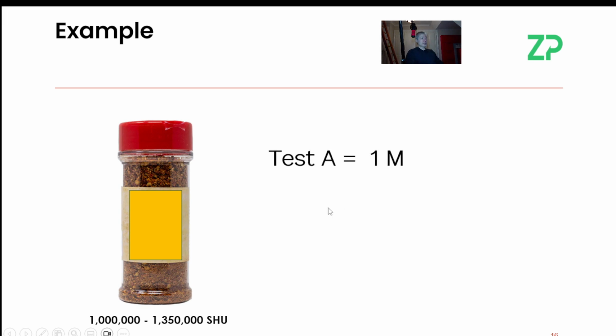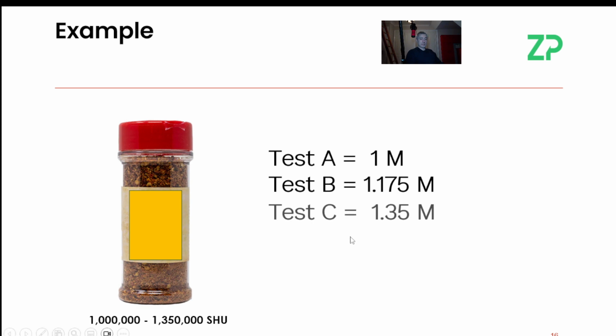So effectively, if that's what they say the range is, then I'm essentially reverse engineering this. For example, they would have done a test and in one of the tests they would have got 1 million. In another test they might have got 1,175,000. In another test they may have scored 1,350,000 Scoville heat units. Clearly I wasn't there in the lab when they did this, but these were the kind of numbers that would get them to the range that they're otherwise advertising.